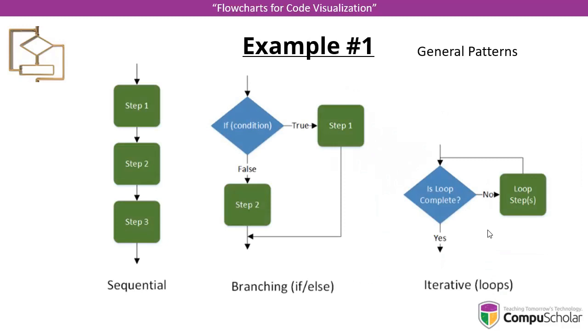And then finally you can do loops as well. So this is pretty straightforward. Your loop traditionally at the top will ask, is the loop complete? And if the loop is complete, then it just ends. If the loop is not complete, then it's going to take some sort of steps that are in the body of your loop and then go back to the top and test that loop again. So this might be a for loop or a while loop, for example. So these are just some basic sequences that you'll probably see over and over again as you look through different flowcharts.